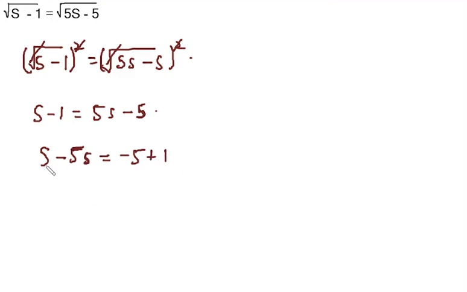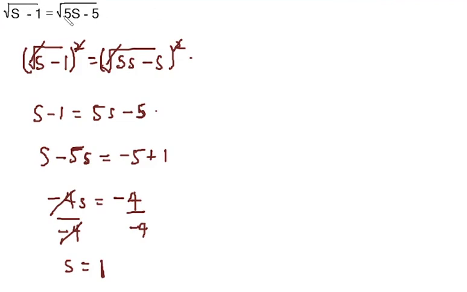So I have s minus 5s is minus 4s. And then this is equal to minus 5 plus 1. So this is minus 4. So dividing both sides by minus 4, I have minus 4 divided by minus 4. So s is equal to minus 4 cancels out minus 4. Minus 4 divided by minus 4 is 1. So I'll check my answer to see whether it is correct.